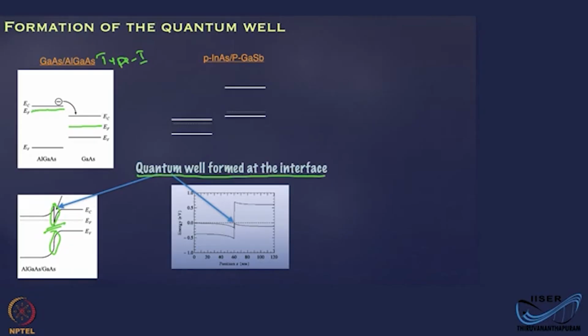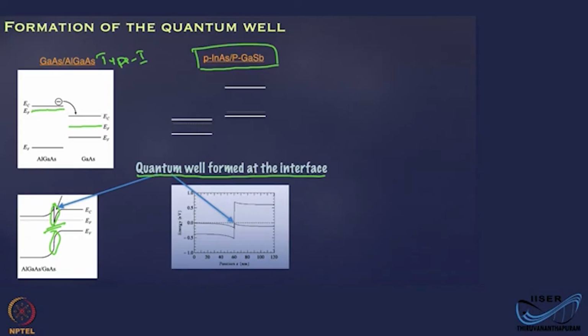Why is it a quantum well? We will come to that in a minute. Another example is indium arsenide, gallium antimonide. Both are p-type, and that's what we have here. This is like type 3, because there is not much overlap between these two bands. So now you have to align at the interface, keeping this offset, but at the same time aligning the rest.